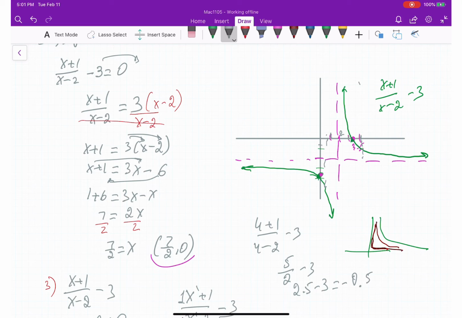So negative 0.5, it's going to go somewhere like this. Right? So it's going to be here, your y. If this is 4, this is negative 0.5. So you plug in, you get the point, and then you get the curve in a precise way. All right?